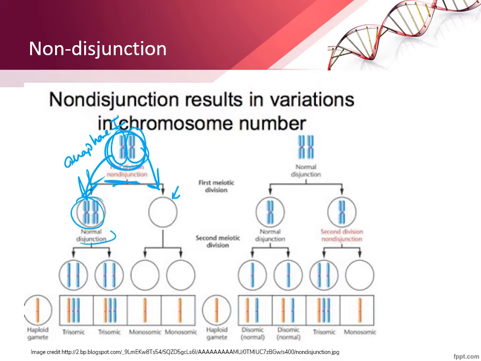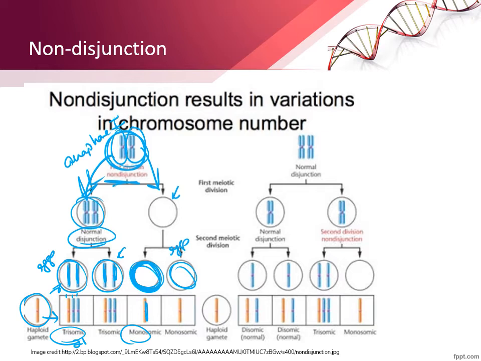And then we can have disjunction, that separation, occur normally in this second stage, but we're going to end up with each of these. Let's say that these are the eggs. We're going to have two eggs that have extra copies of this chromosome. We're going to have two eggs that have no copies of that chromosome. If one of these guys gets fertilized, we're going to end up with trisomy. If this happens to be chromosome number 21, we could have trisomy 21. We have 1, 2, 3 copies of that chromosome. If one of these eggs gets fertilized, then we're going to have monosomy, only one copy of that chromosome that we're looking at. This non-disjunction, this failure to separate the chromosomes appropriately, can also happen in anaphase 2, which we're going to talk about a little bit coming up.